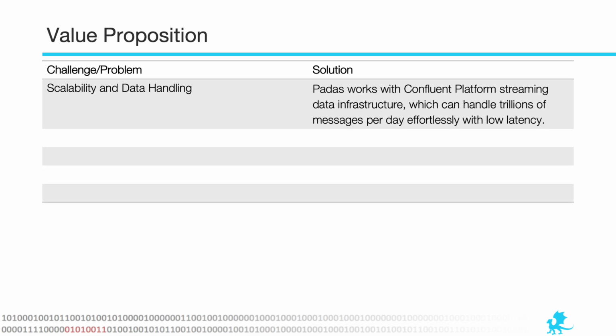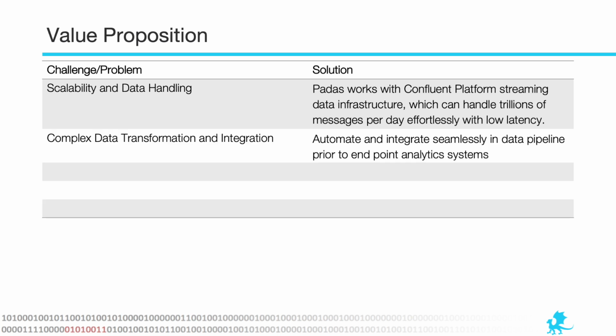Let's talk about the challenges with traditional SIEM systems and how PADAS can help. Many SIEM systems struggle to handle the massive data volumes of large organizations. PADAS, using Confluent's streaming platform, processes trillions of messages daily in real time, so you get speed and performance at any scale. Integrating data from various sources can be a headache. PADAS automates this, making it easy to connect and transform data from platforms like Splunk, Elasticsearch, Syslog, AWS, and more. This saves time and ensures accurate threat detection.